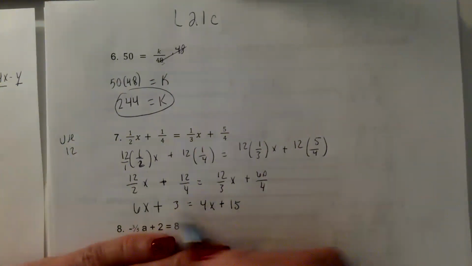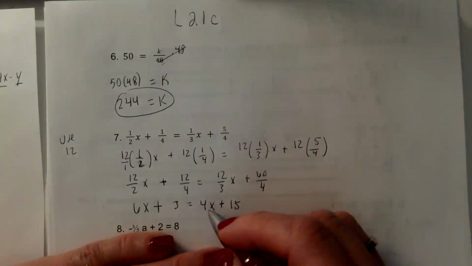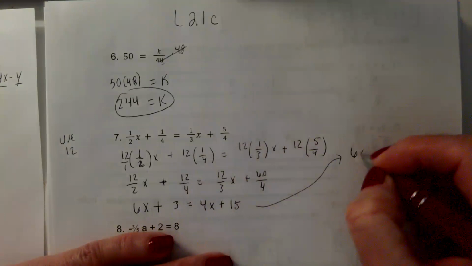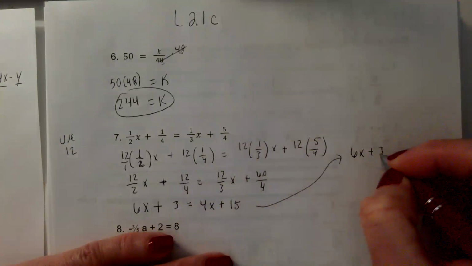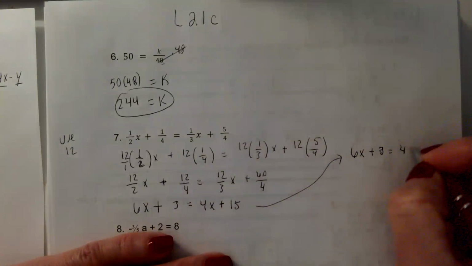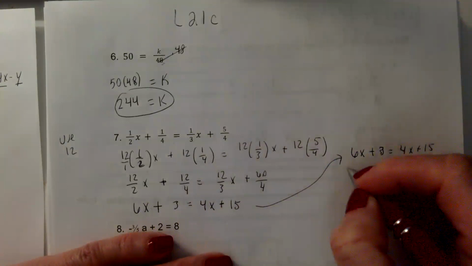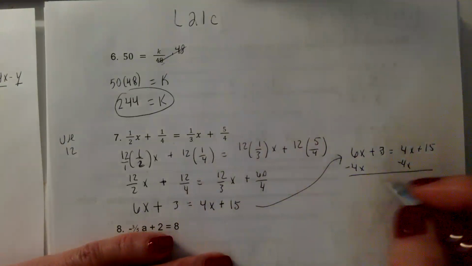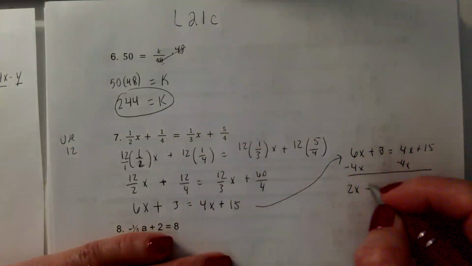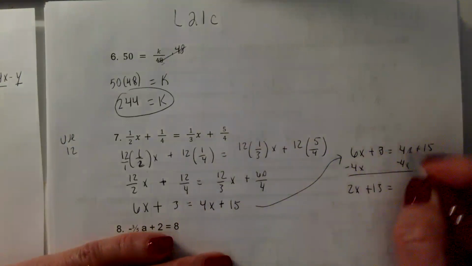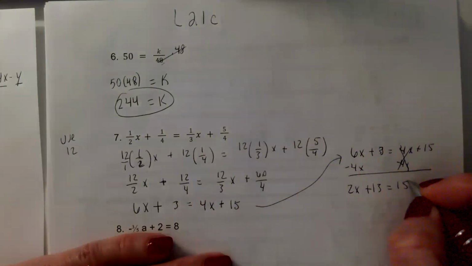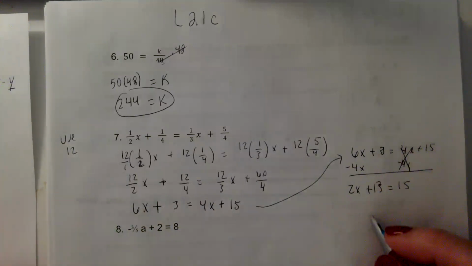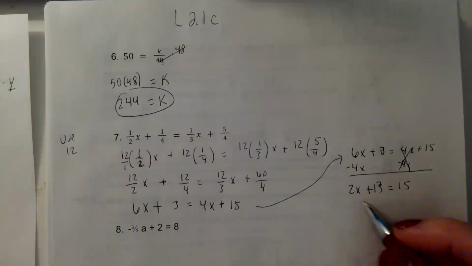Now we have to get all of our x's to one side. So I'm going to subtract 4x and put them on the left. I'm just going to rewrite what I have. And I'm going to subtract 4x. So I have 2x plus 13, and those cancel, and then I have 15 on the right. So now I have my x's all on the left.